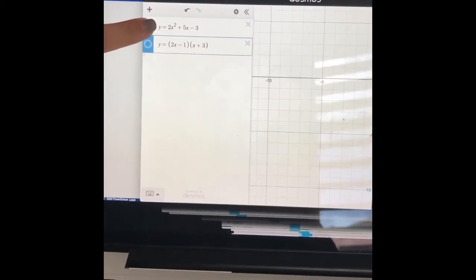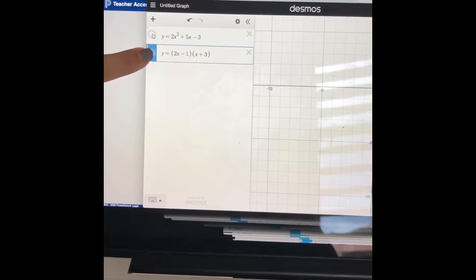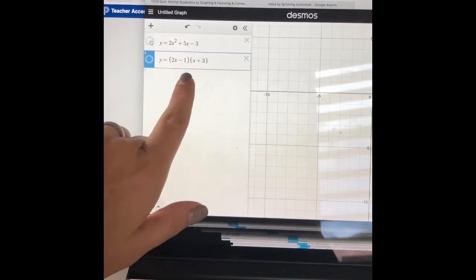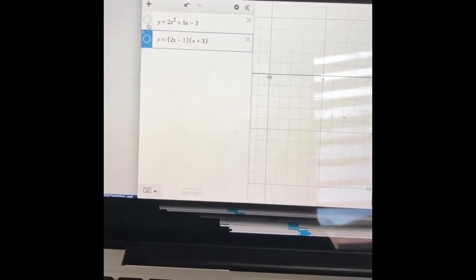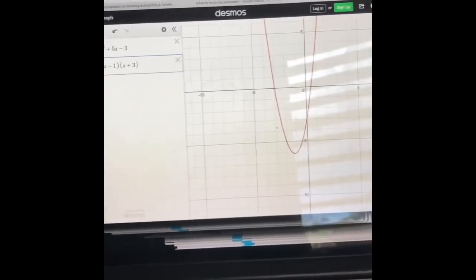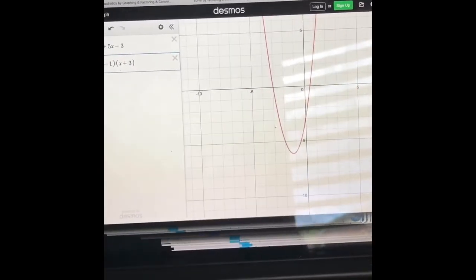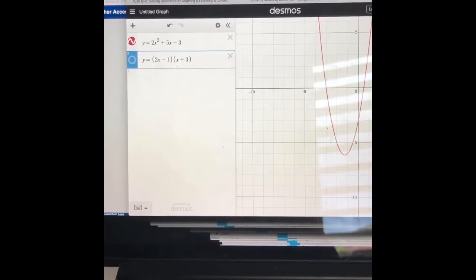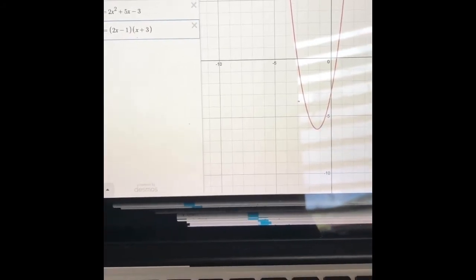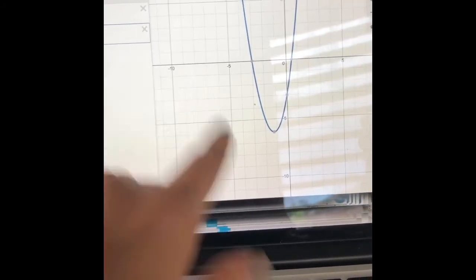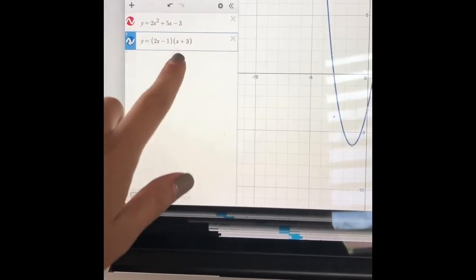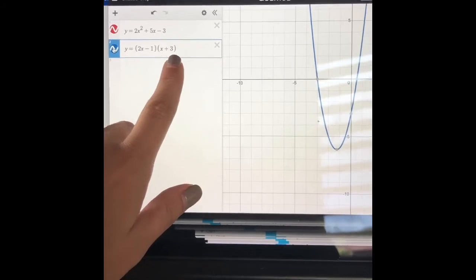First, here's our equation we started out with. And then here is our equation, but written with our factors, okay? So if I turn this one on, you can see this is where it graphs, right? And if I were to turn on the blue one also, you can see it perfectly overlaps, right? That's how you know you factored this correctly. So that's one way you can double check your answer.